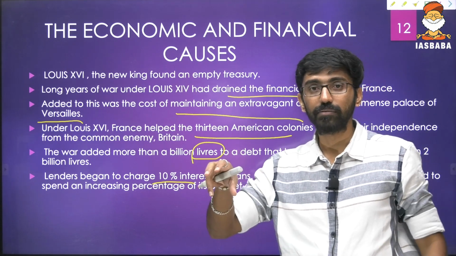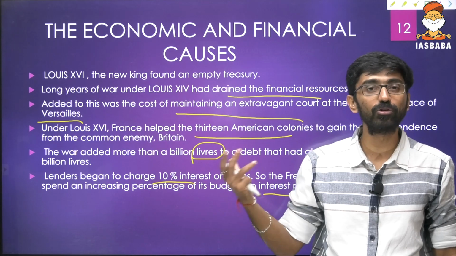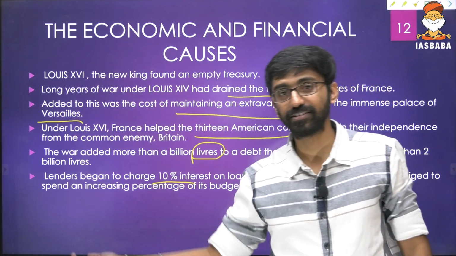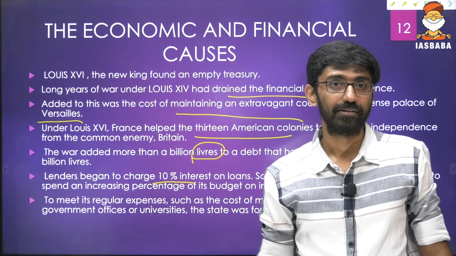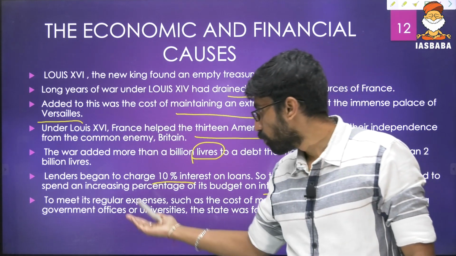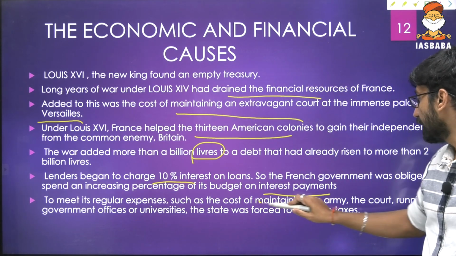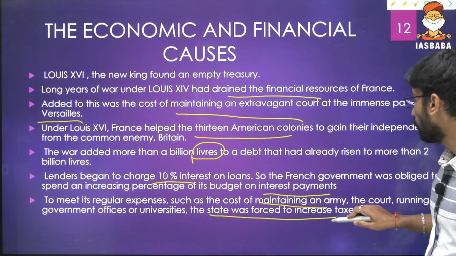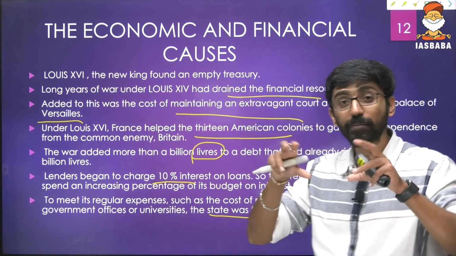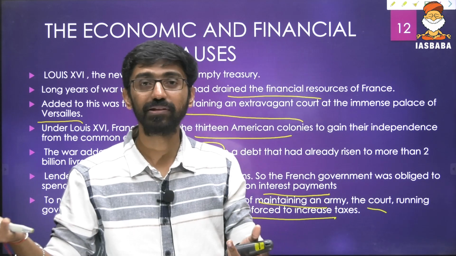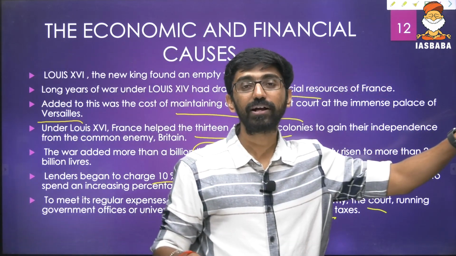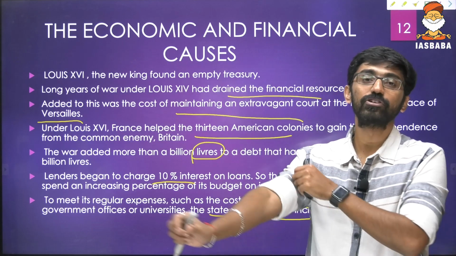Why the debt? Because there were no resources, there was no income. Why was there no income? Because all the income was spent on wars. Now look, to meet the regular expenses such as the cost of maintaining an army, court, running government offices, universities, the state was forced to increase taxes. And who were paying these taxes? The common people. Look at how the economic situation, the political situation and the social situation are interconnected.